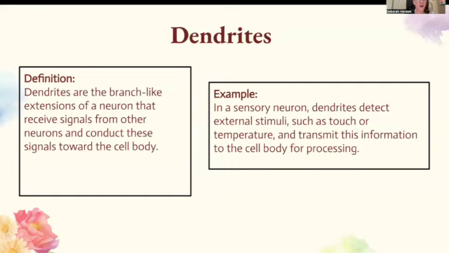Dendrites. Dendrites are the branch-like extensions of a neuron that receive signals from other neurons and conduct these signals towards the cell body. For example, in a sensory neuron, dendrites detect external stimuli such as touch or temperature and transmit this information to the cell body for processing.